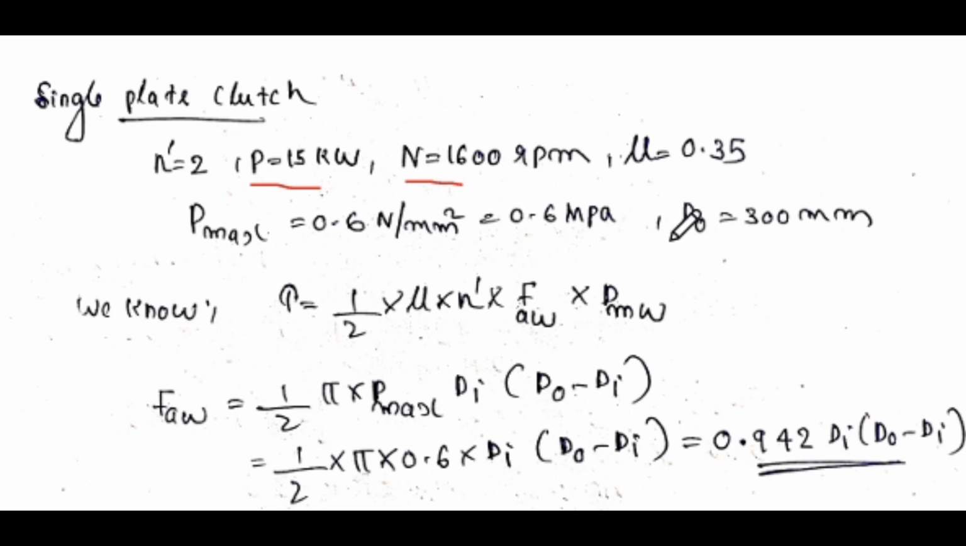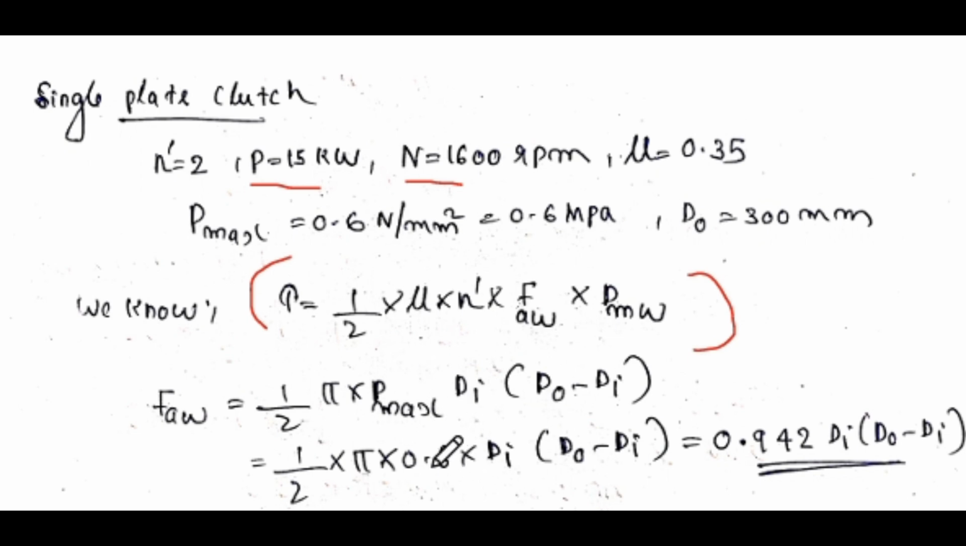So first, in order to solve a single plate clutch, this will be the equation we take: T is equal to 1 by 2 mu n dash F_aw into D_mw. This equation is in the data book. First we need to find each term distinctively. This F_aw means the axial load, and this is the equation to find it.